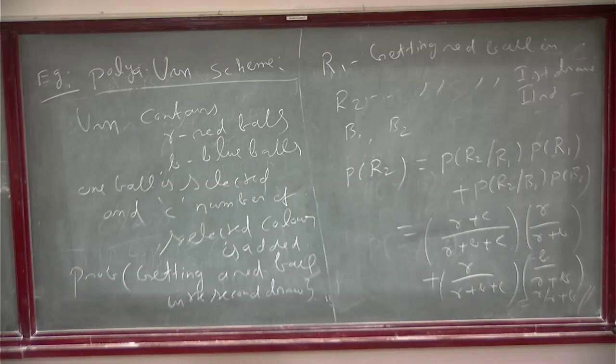So P of A intersection B, that is, the first one is even and the sum is also even. If a die is thrown twice, there are 6 times 6, which is 36 possibilities. Among them, P of A, the first one being even, is 1 by 2, right? And P of B is also 1 by 2.